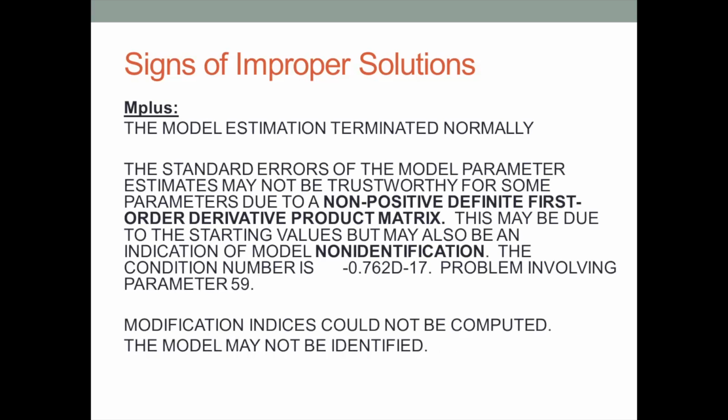In M+, it might tell you that the model estimation terminated normally, but then go on to say that you have a non-positive definite first-order derivative product matrix, which sounds like, I don't know, what I call the message of death. Like, what in the world does that mean? And the problem is involving parameter 59. You could get a message that's a little simpler that sounds something like this. Modification indices could not be computed. The model may not be identified. Oh, that goes along with the other message there.